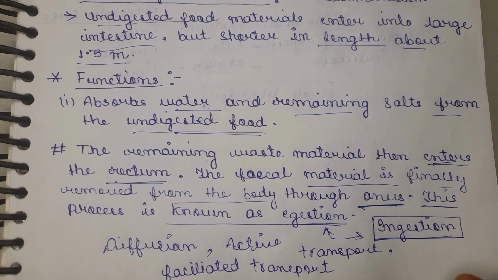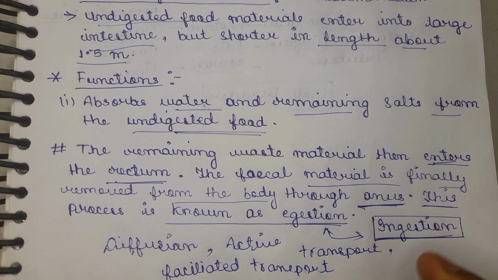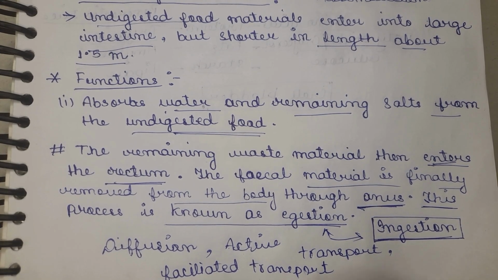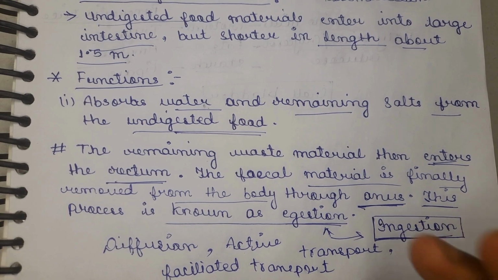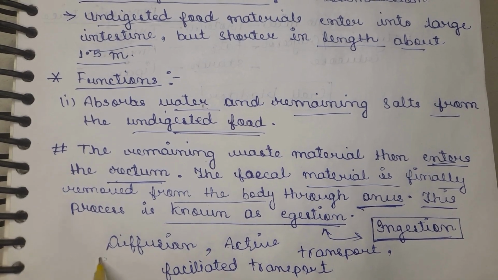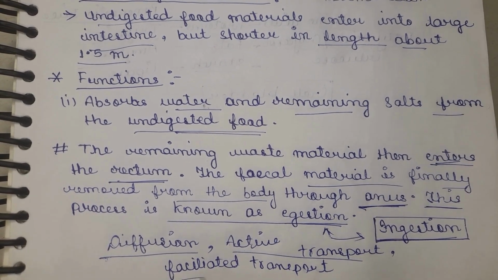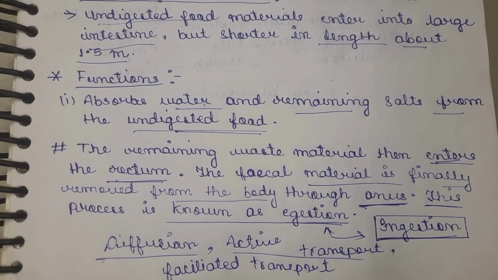We can also say that the digestion of food starts in the mouth, the process of digestion continues in the stomach and the small intestine, and the absorption of the nutrients also occurs in the small intestine through the processes of diffusion, active transport, and facilitated transport. So we will understand these topics and the importance of diffusion in the next part of the video.